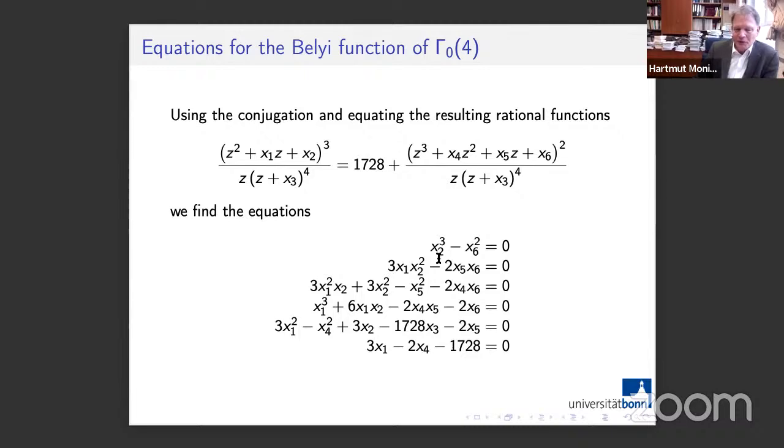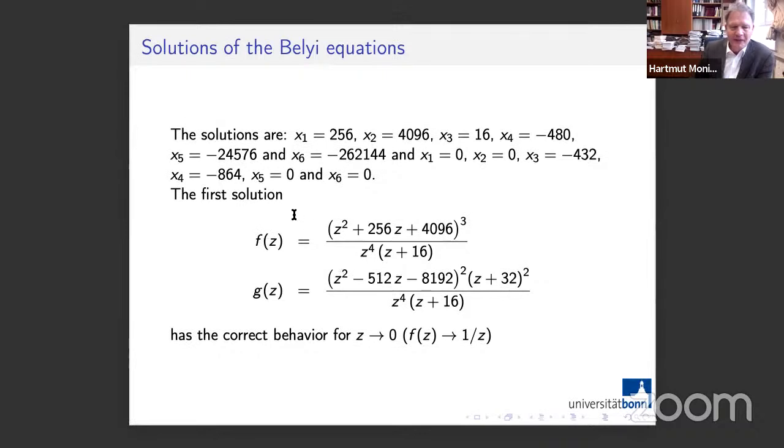In principle, it's of course helpful to reduce to a Gröbner basis. In this case, these equations are so simple that they can be solved easily in any way you want. Now, there are two solutions, in fact, of that system. One for which x1 has the value 256, x2 4096, x3 16, x4 minus 480, and so on.